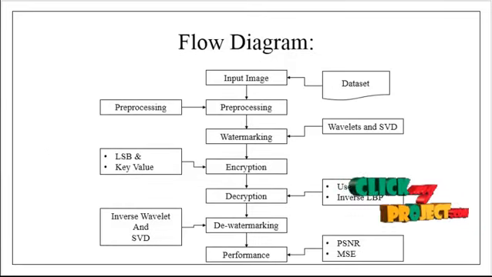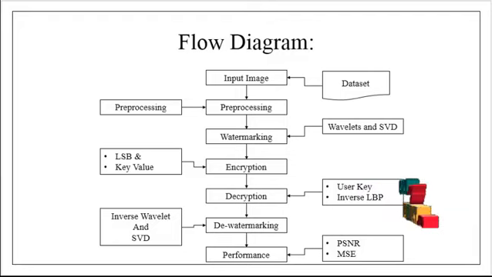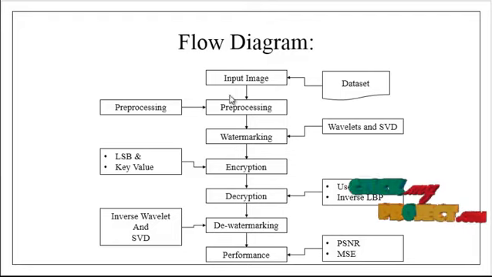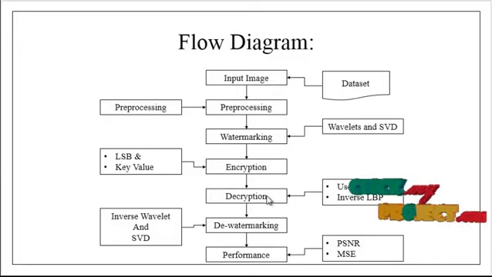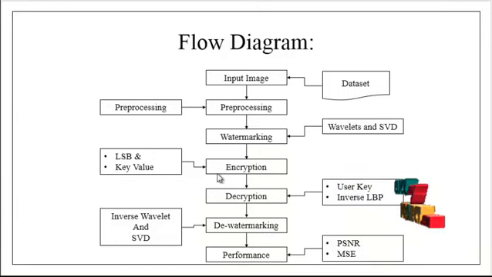Now we are going to discuss the flow diagram of the process. This is the overall working flow of this process. This project consists of modules like input, pre-processing, watermarking, encryption, decryption, de-watermarking, and finally the performance estimation. These are the modules in this project.